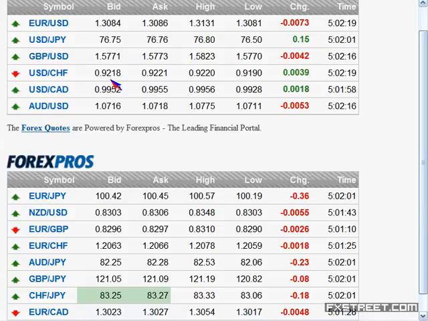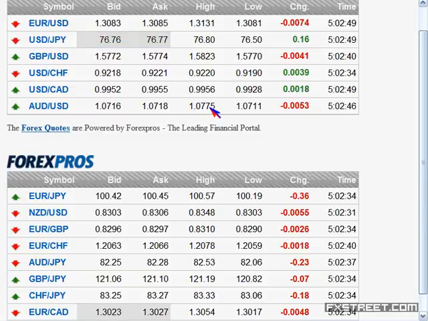Then USD CHF is trading around 92.18, 92.21, 92.20 is the high, 91.90 is the low, 39 pips positive net change is seen. And Canadian dollar also showing a positive net change as the USD gaining move. 99.52, 99.55 are the current levels. 99.56 is the high, 99.28 is the low. 18 pips positive net change is seen.